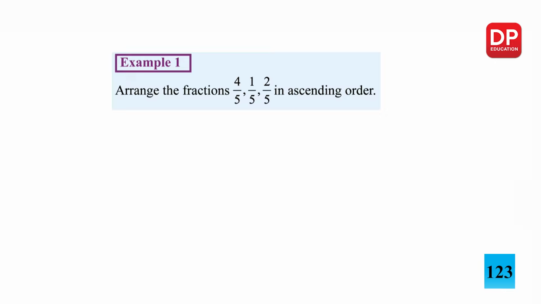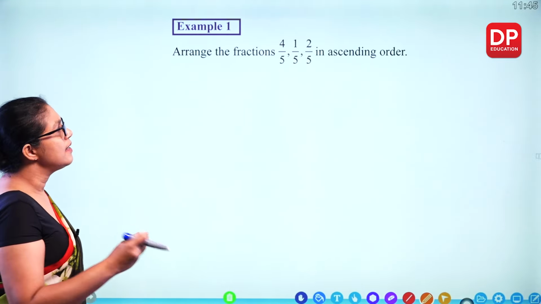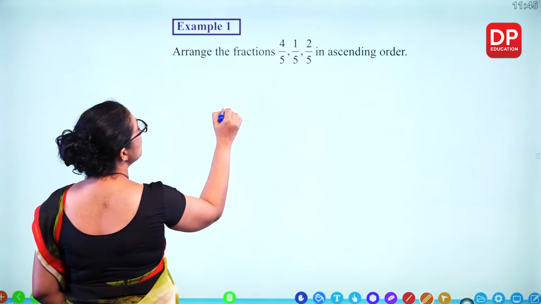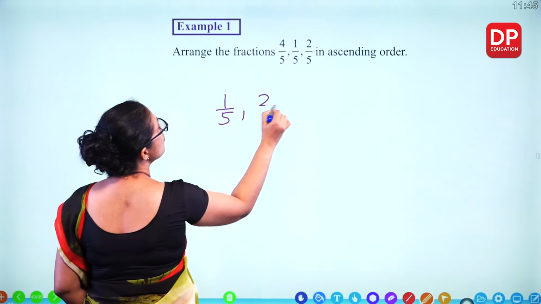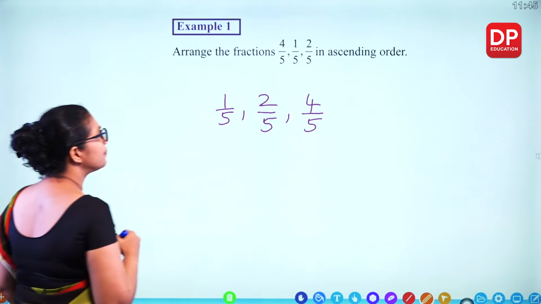Example number 1. Arrange the fractions in ascending order. So how do you decide? Same denominator. Then the lowest one, which has the lowest numerator, is 1 over 5. Then 2 over 5. The largest one is 4 over 5.